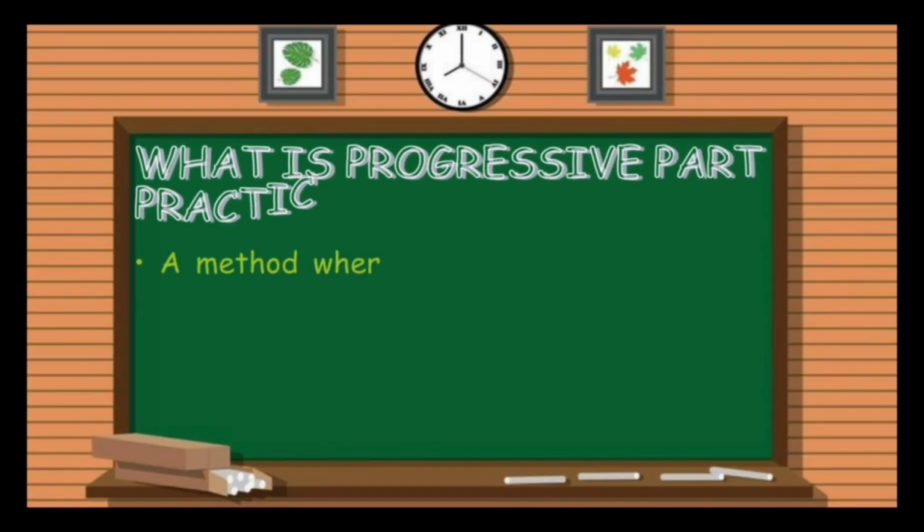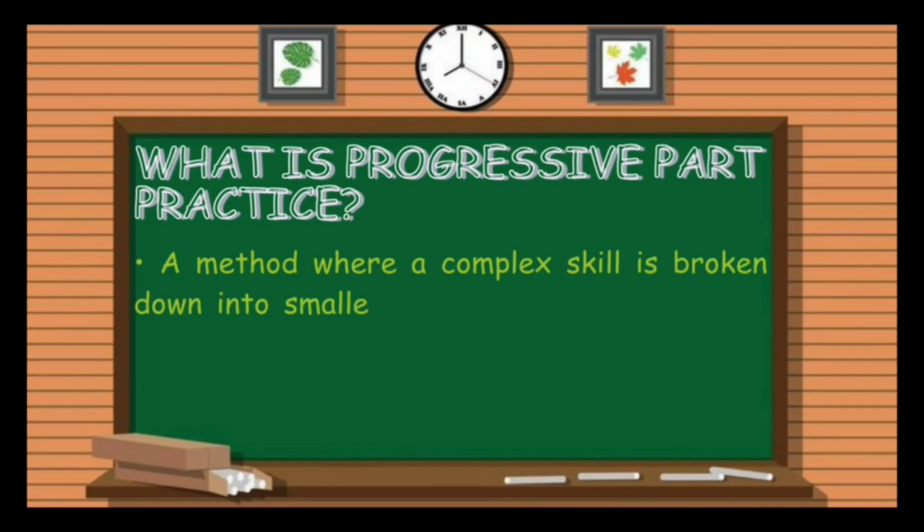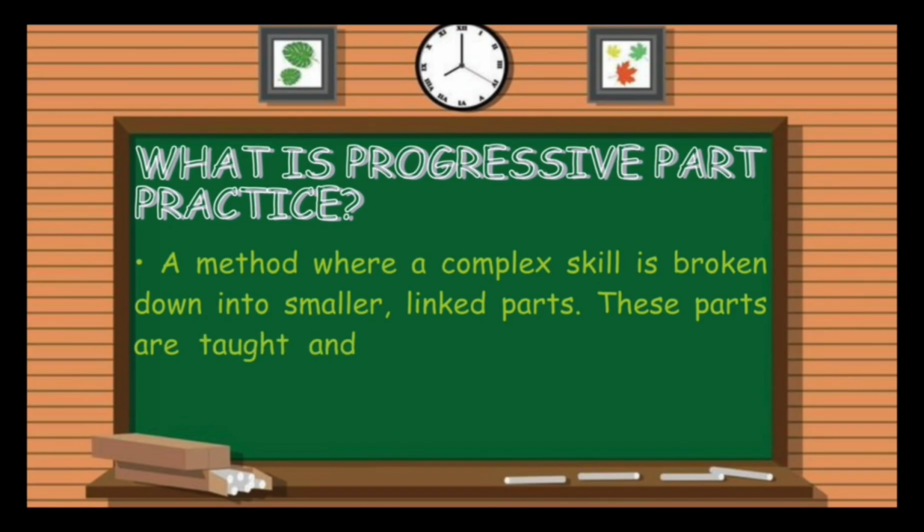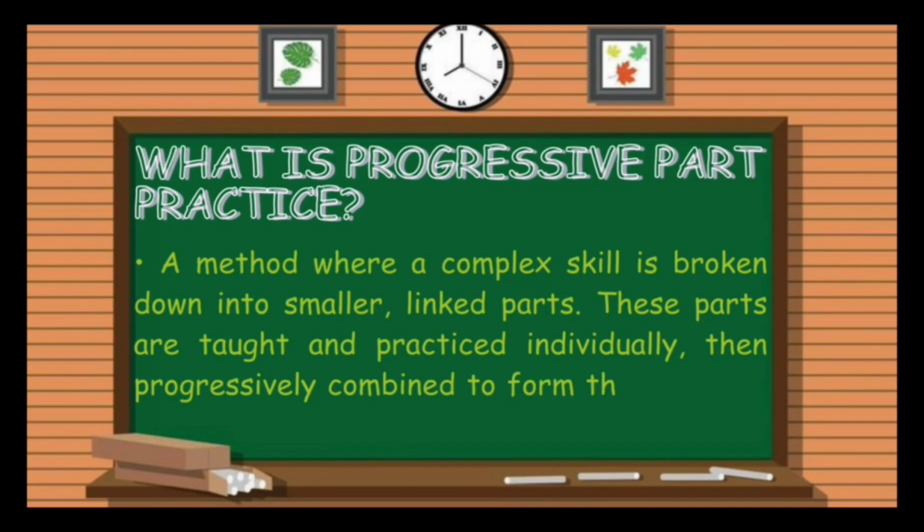So what is progressive part practice? It is a method where a complex skill is broken down into smaller linked parts. These parts are taught and practiced individually, then progressively combined to form the complete skill. This approach allows for targeted practice on specific sub-skills and helps athletes understand how each part contributes to the whole.